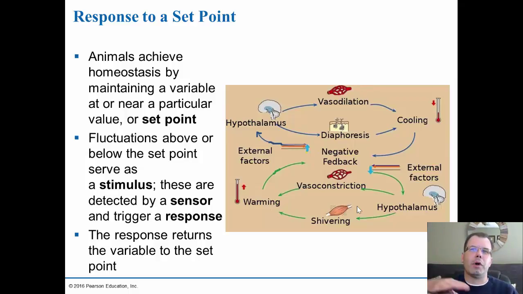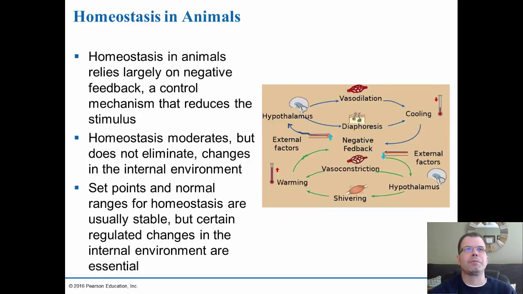And then the other part of it is the negative feedback, where again, if we get too cold, we get vasoconstriction, and then we start to shiver to move our muscles to generate heat, and again, to warm ourselves up. And so again, it's a variable. The response returns a variable to the set point and always tries to go back to the main temperature.